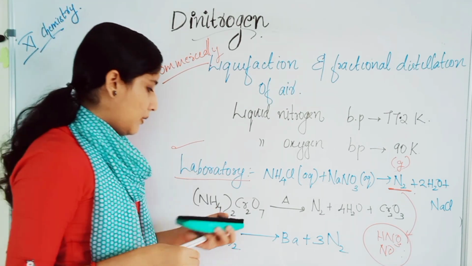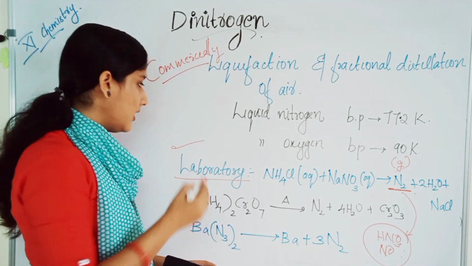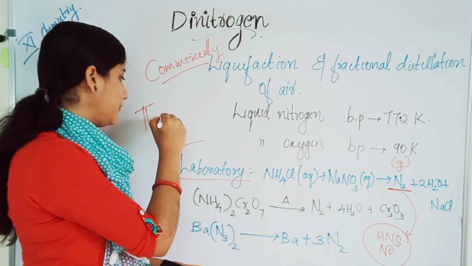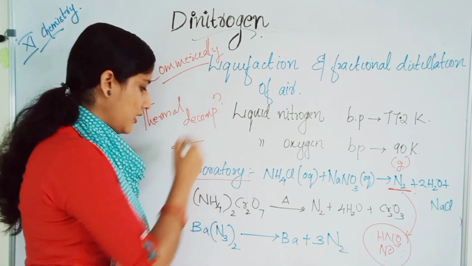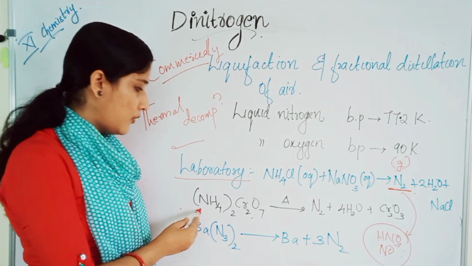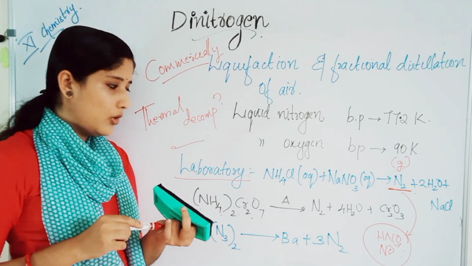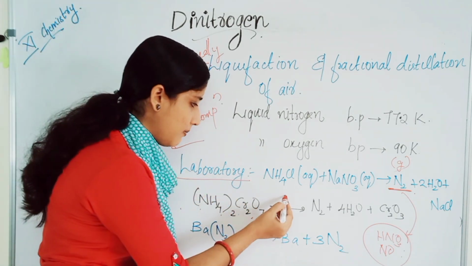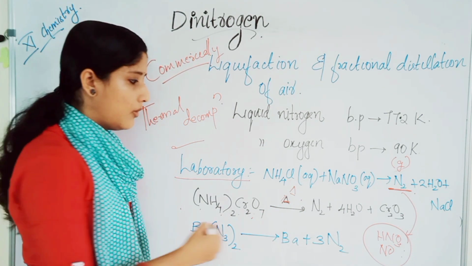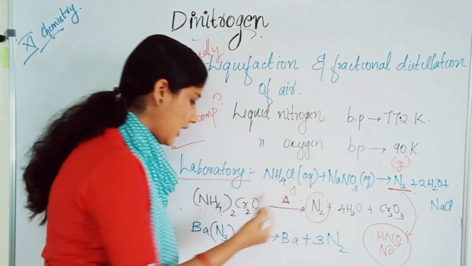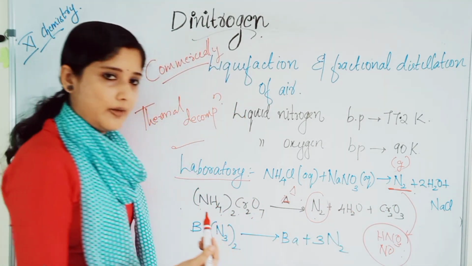The next method of preparation is the thermal decomposition of ammonium dichromate, (NH4)2Cr2O7. Ammonium dichromate on heating, shown with the simple symbol for heating, a triangle, undergoes thermal decomposition to give you nitrogen gas plus H2O plus Cr2O3.